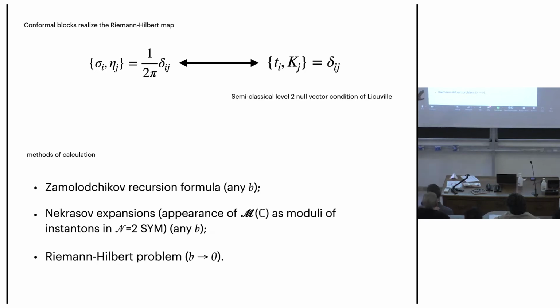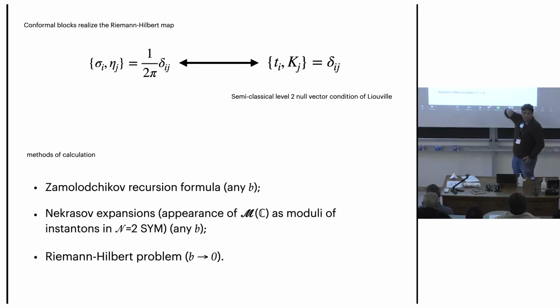Semi-classically, and this is probably something you're going to hear after lunch, this is known as the level 2 null vector condition of Liouville field theory. There is a null vector at level 2. The null vector satisfies a conformal Ward identity that is a Fuchsian equation. And the Fuchsian equation is exactly of the form that we find here if you take b to infinity. There are many ways to compute this level 2 null vector condition. This is known since the 80s.